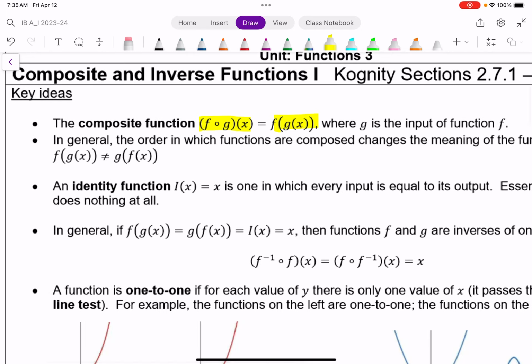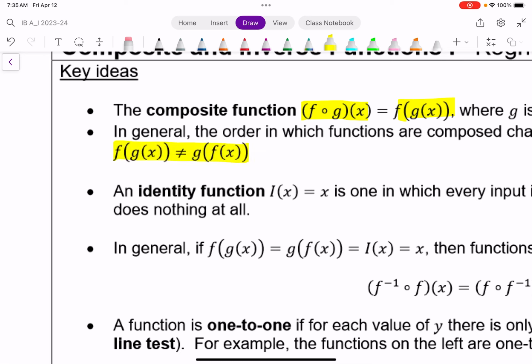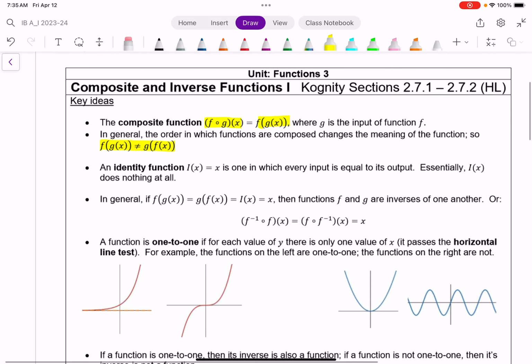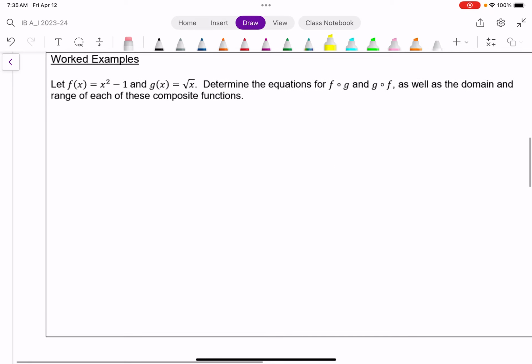And so if we look at something like this, don't assume that g inside f is equivalent to f inside g. Don't assume that. And so here I have two functions. Function f is a quadratic function. Function g is a radical function. And I want to look at the two different compositions as well as the domain and range of each.